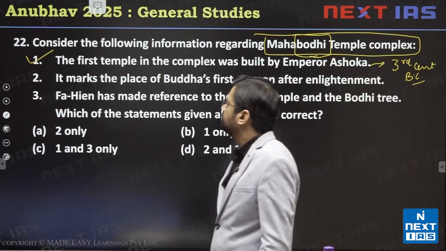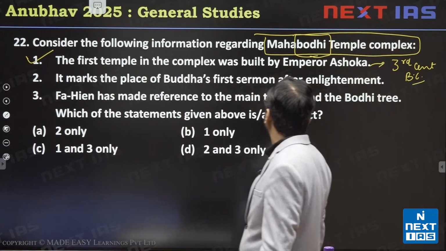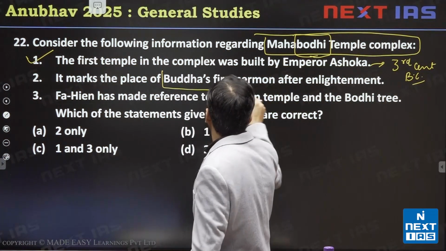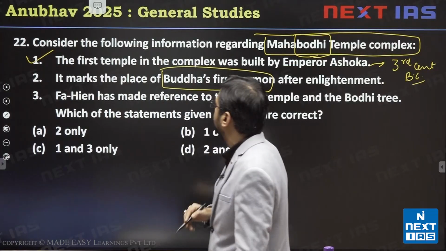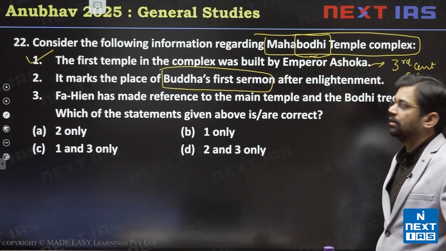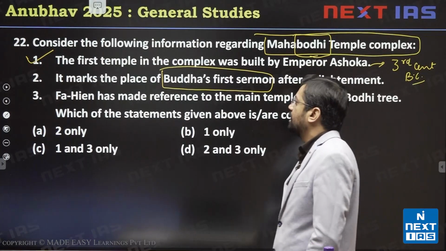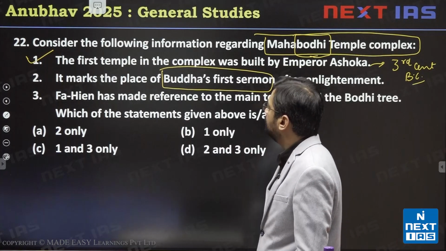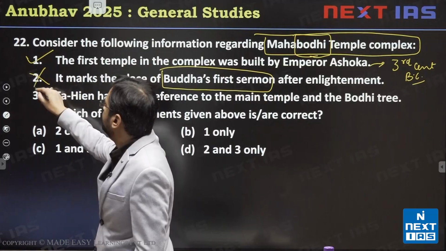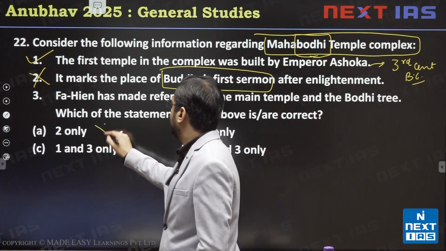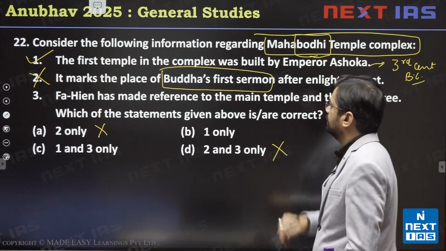The second statement says it marks the place of Buddha's first sermon after enlightenment. As I said, after enlightenment, the third phase of Buddha's life, his first sermon is at Sarnath, right. So at Sarnath he gives his first sermon. So the second statement is incorrect. That makes options A and D incorrect.